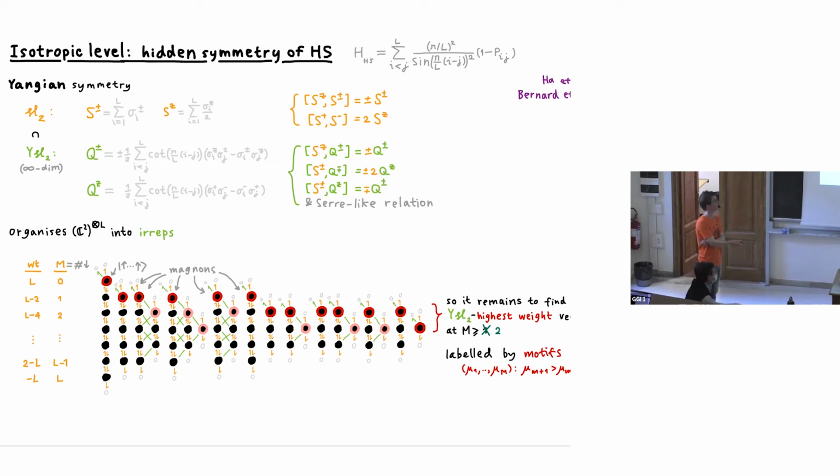Okay, so yes, it is true. So QZ distinguishes between this guy and this, or these two, for instance. So yeah, that's right. Sorry. Okay, so the Yangian gives us these extra distinguishing operators.